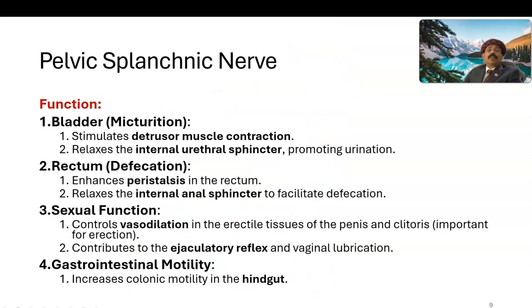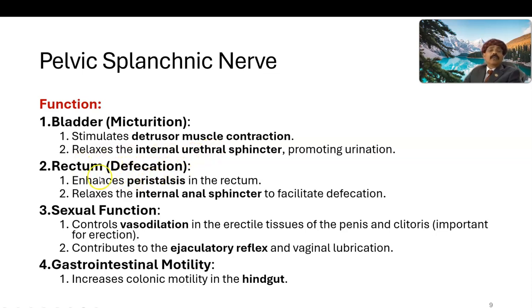Let's go to the pelvic splanchnic nerve again. Function, bladder micturition: it stimulates detrusor muscle contraction. Detrusor muscles are smooth muscle in the wall of the urinary bladder. It relaxes the internal urethral sphincter, promoting urination. That is also a smooth muscle.